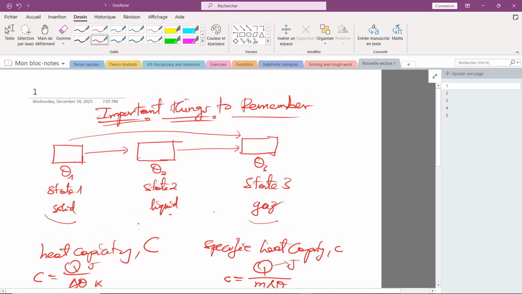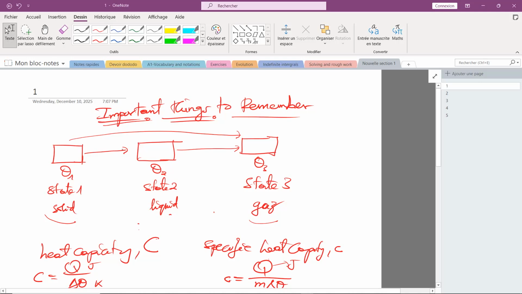Ok. Let's assume we have a substance which is capable of existing in three states. Let's say the substance can exist in state 1, which is the solid state, state 2, which is the liquid state, state 3, which is the gaseous state. And let's say the substance is at this temperature in the solid state, it is at this temperature in the liquid state, and at this temperature in the gaseous state.